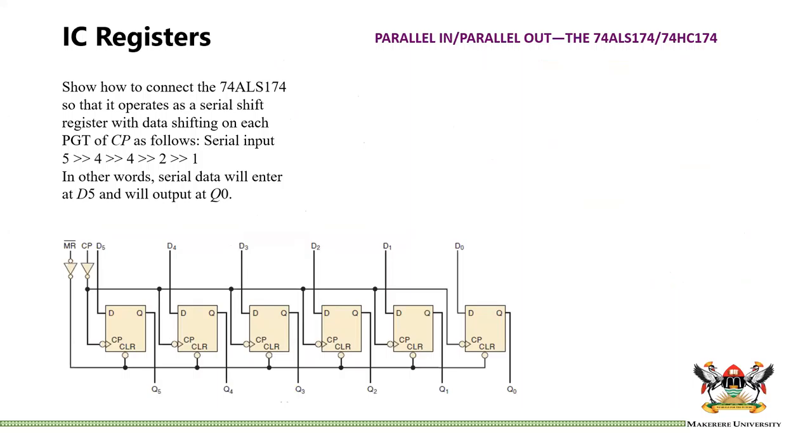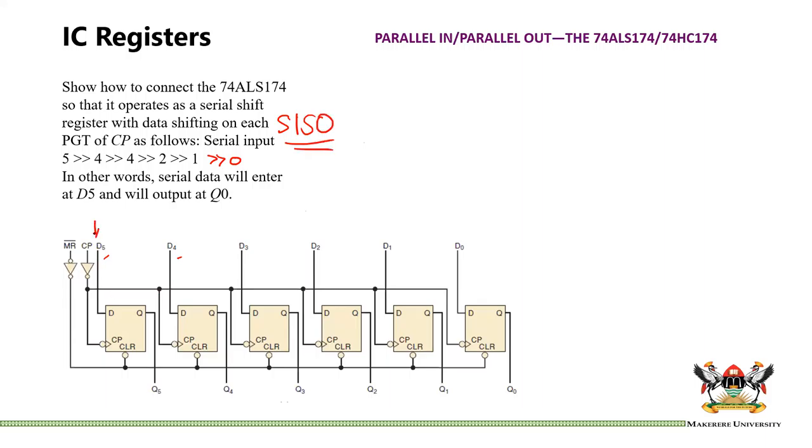Now we have a question. Just before we close, show how to connect the 174 so that it operates as a serial shift register with the data shifting on each PGT of the clock pulse as follows. Serial input from 5 to 4 to 3 to 2 to 1, and I think to 0. In other words, the serial data will enter at D5 and output at Q0. Okay, so there is no parallel input. What we are trying to do is to create a serial input, serial output out of this.